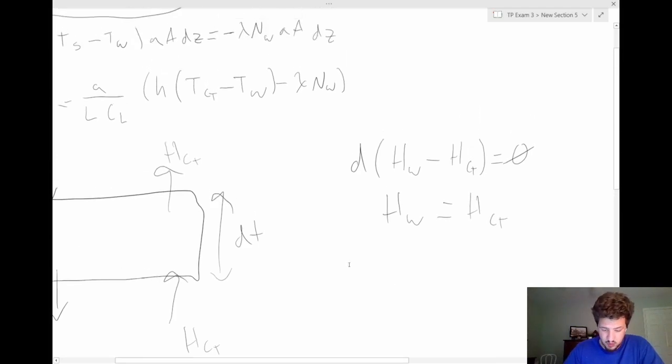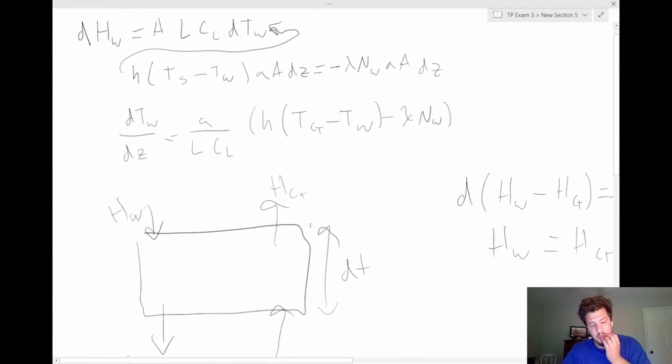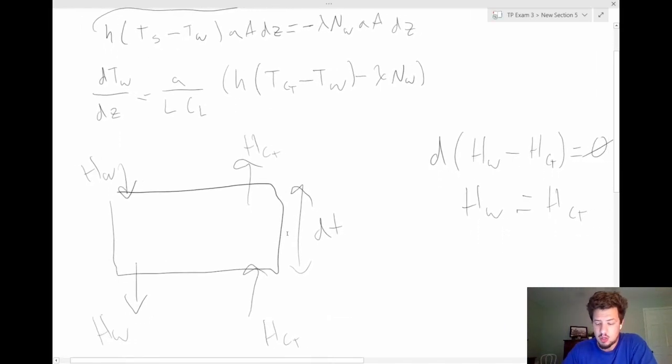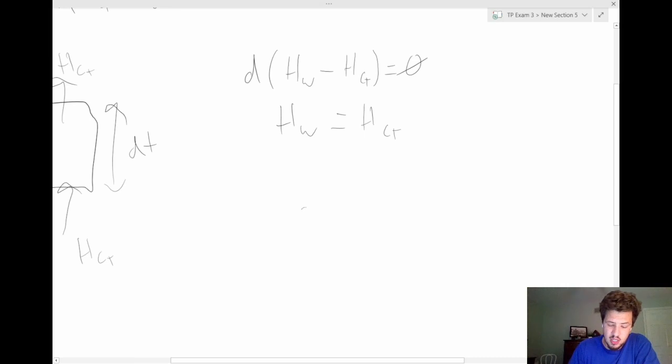So we know that we have the change in the enthalpy of the water here. Now we just need to put it in terms of the gas. So we're going to start off by saying the change in the enthalpy of the gas is equal to the gas flow rate times the heat capacity of the gas times the temperature of the gas, all going through a specific area or cross-sectional area. And then you again need to account for the evaporation of the gas.